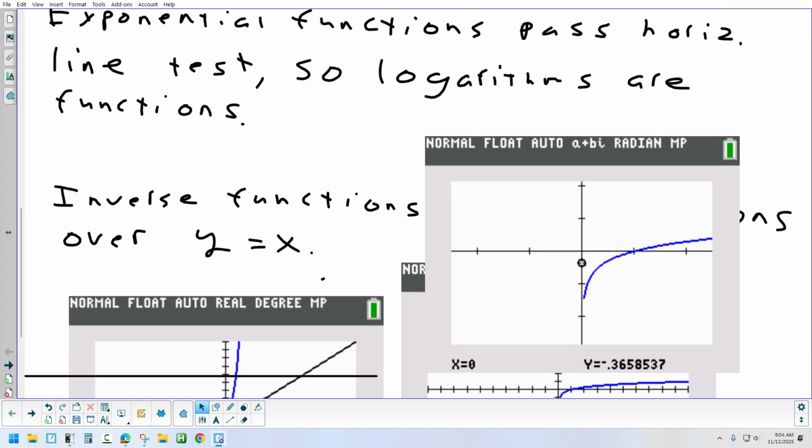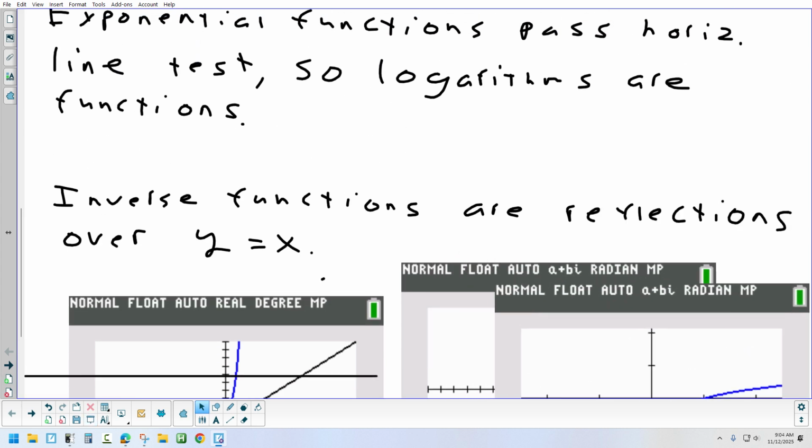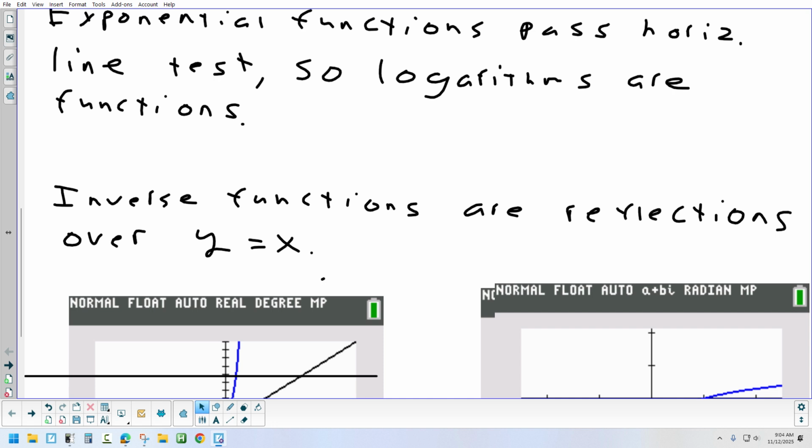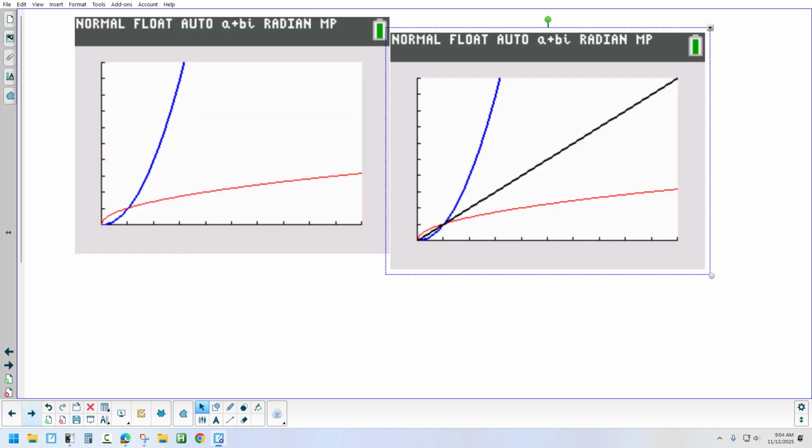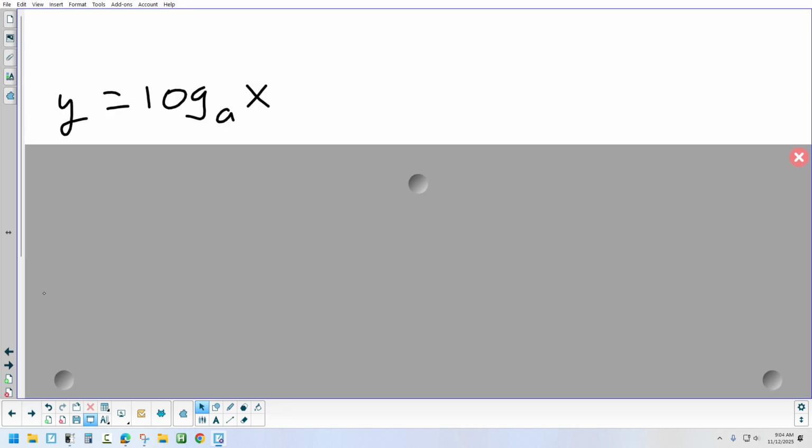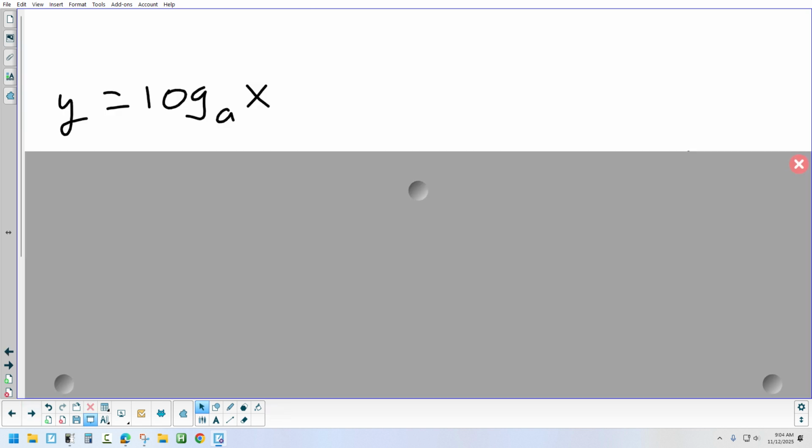Okay. Any questions on that? All right. So the next thing we talk about is how do you write a logarithm?